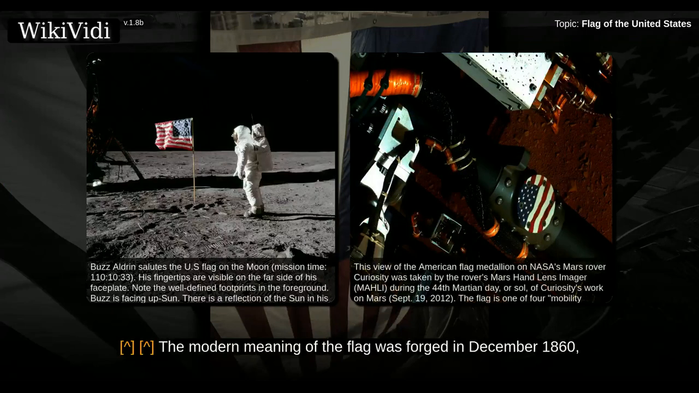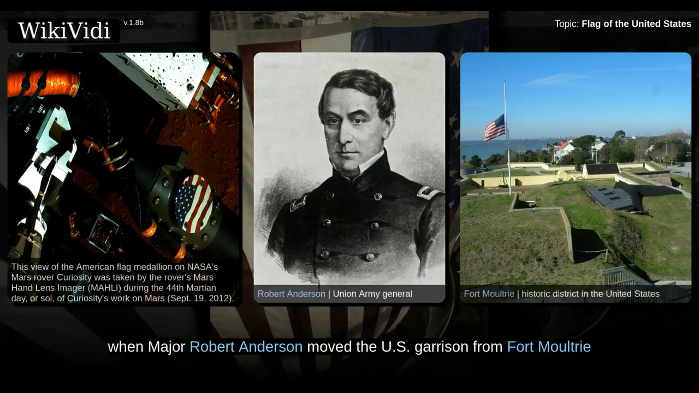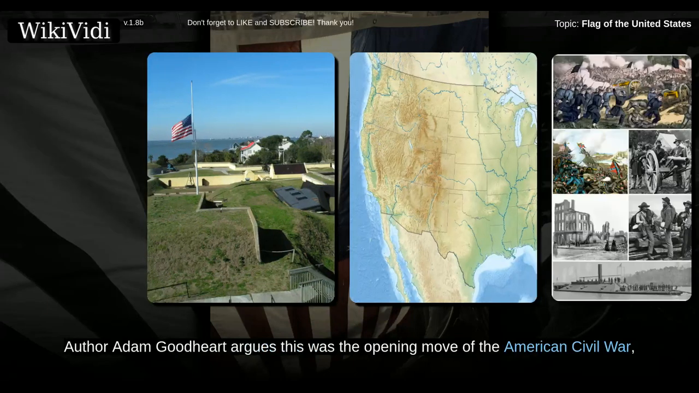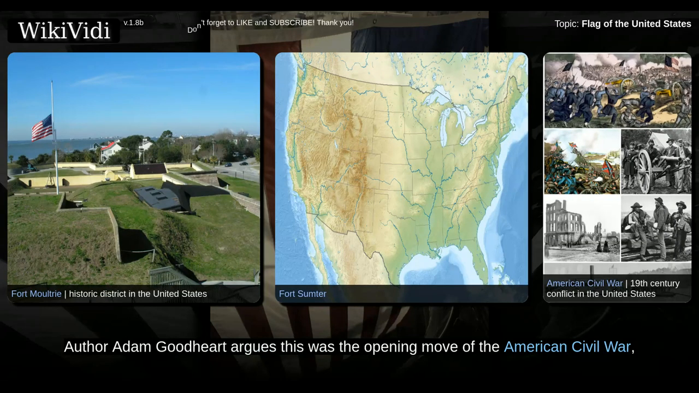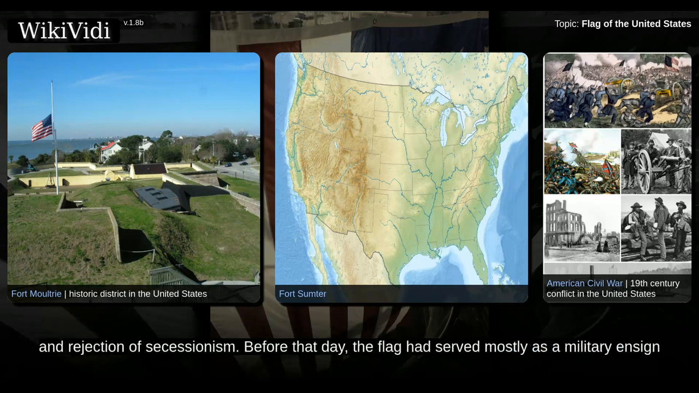The modern meaning of the flag was forged in December 1860, when Major Robert Anderson moved the U.S. garrison from Fort Moultrie to Fort Sumter in Charleston Harbor. Author Adam Goodhart argues this was the opening move of the American Civil War, and the flag was used throughout northern states to symbolize American nationalism and rejection of secessionism.